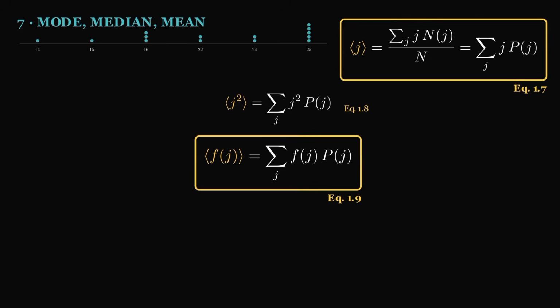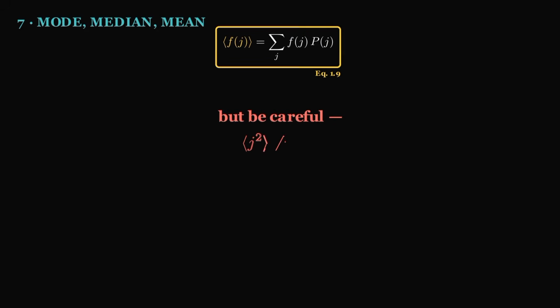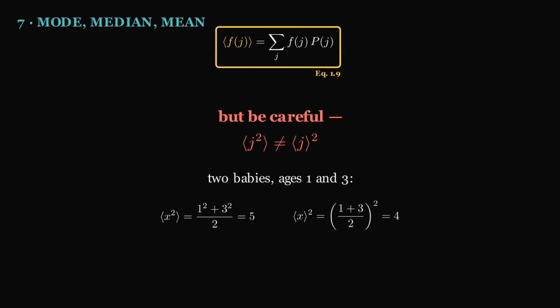But here's a warning worth remembering. The average of the square is not the same as the square of the average. Take two babies, ages 1 and 3. Average of the squares: 1 squared plus 3 squared over 2, that's 5. Square of the average: 1 plus 3 over 2, squared, that's 4. 5 doesn't equal 4. Keep those two operations straight. Mixing them up is one of the most common mistakes in this subject.